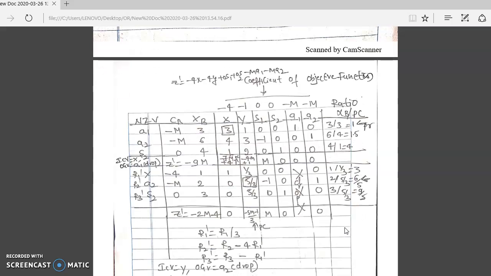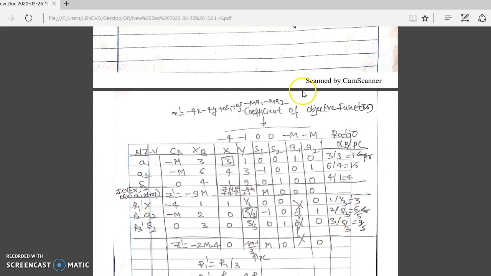Now we initialize the table. In the first one, we write the NZV column. In the first row, the equal symbol plus a1 is there, so write it. In the second, only the plus new variable is to be added, so a2 is there, and in the third, s2 is there. All three are positive new variables, so just add them here.